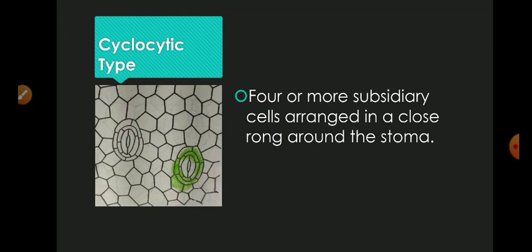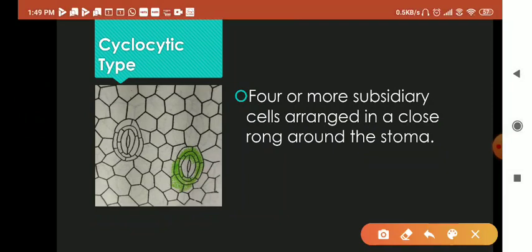Then cyclocytic. In this type, 4 or more subsidiary cells are arranged in a close round around the stoma. You can see here that there are 3 distinct rounds of subsidiary cells. There are 2 rounds of subsidiary cells.